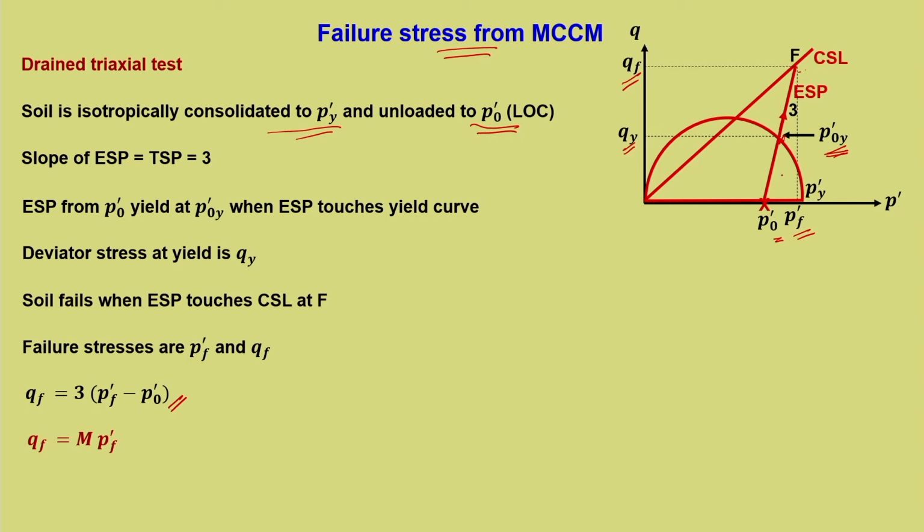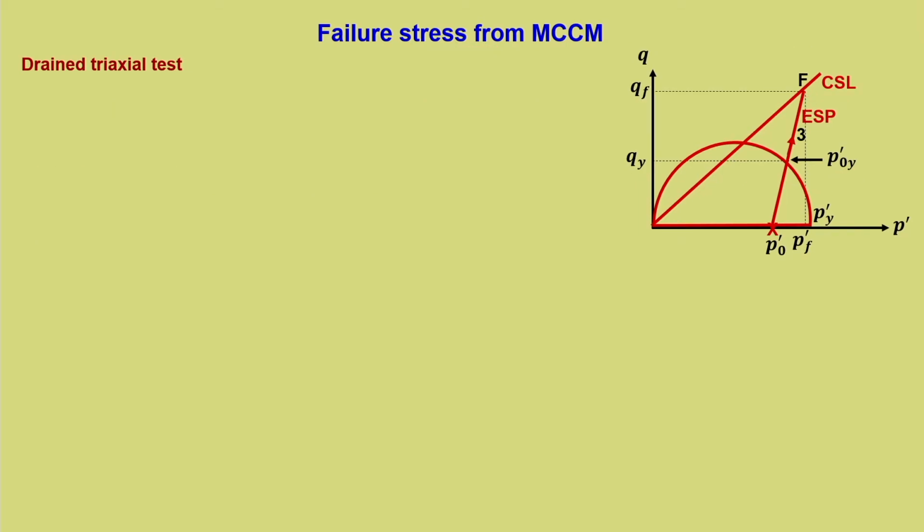QF is also equal to, considering this critical state line, we can write M into P dash F. So then this can be substituted and written M into P dash F is equal to 3 into P dash F minus P naught dash. So then rearranging, we can write 3 into P naught dash is equal to 3 minus M into P dash F, from which the failure stress can be determined, that is P dash F is equal to 3 into P naught dash divided by 3 minus M.